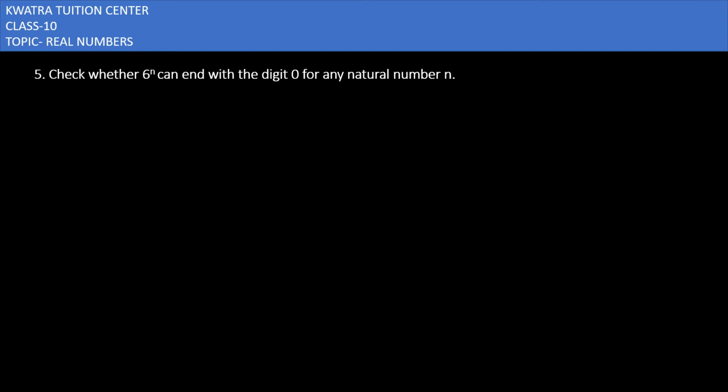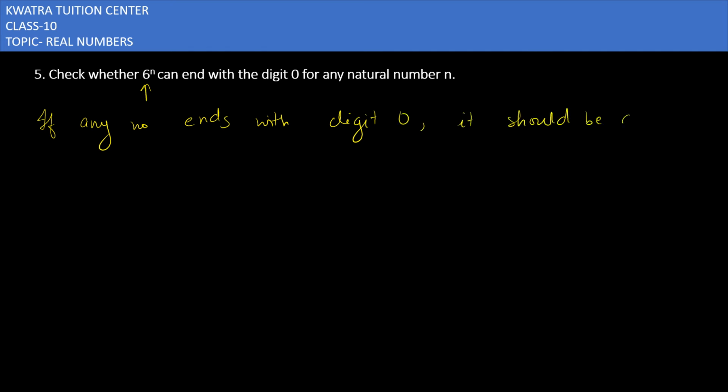It says check whether 6n can end with digit 0 for any natural number n. मतलब वो कह रहे हैं कि यहाँ पे अगर हम n की वैल्यू कुछ सब्स्टिट्यूट करेंगे तो क्या वो एंड होगा कभी 0 डिजिट से? तो ऐसा पॉसिबल ही नहीं है. अगर हमारा कोई नंबर डिजिट एंड से डिजिट मतलब एंड डिजिट 0 होना चाहिए तो इट मस्ट बी डिविजिबल बाय 10. इफ आई कैन से एनी नंबर which needs to end with digit 0, it should be divisible by 10.